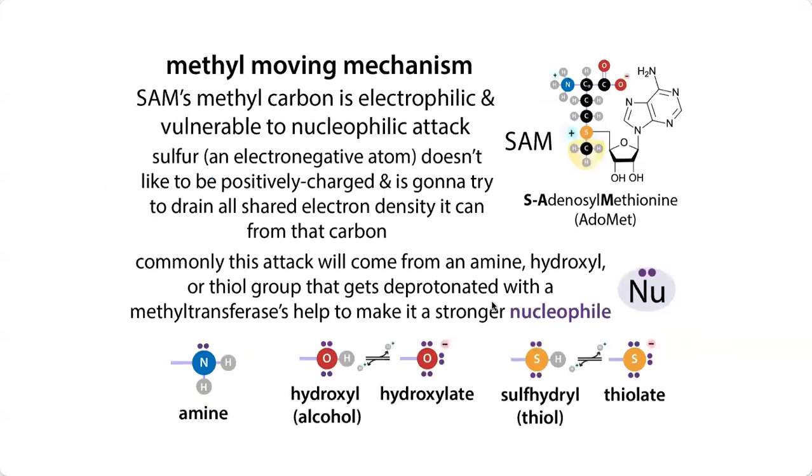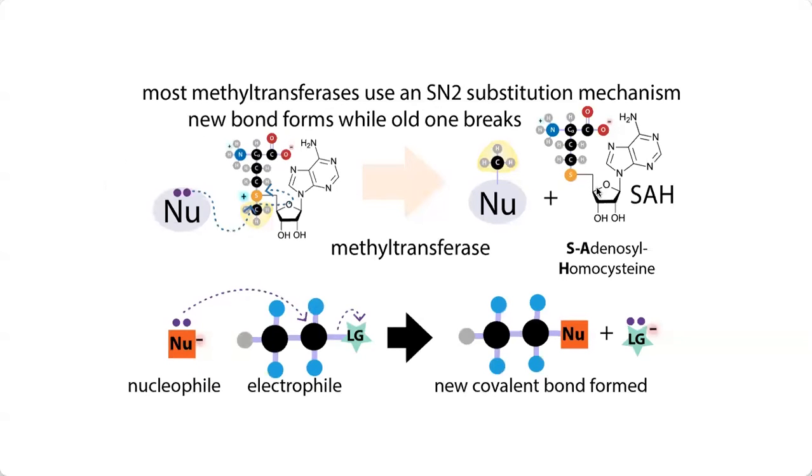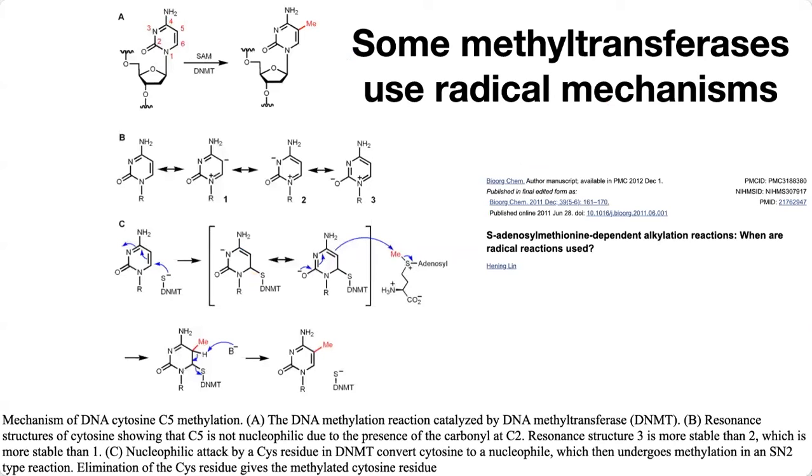And so remember that the thiolate would act as a nucleophile itself, and it would not be good to be left over with something that was then going to act as a nucleophile and attack the carbon. So we don't want that to happen, but in the case of our SAH, now we have this form that's going to be neutral and happier as a leaving group. When we get these reactions, they're typically happening through an SN2 mechanism. We have our nucleophile attack and form a new bond while the old one breaks. There are also some methyltransferases that use radical mechanisms, and I'm not going to go into them here, but I will post a link to a paper if you want to learn more.